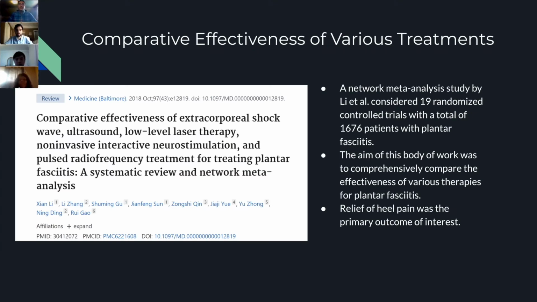So our group spent time looking at a meta-analysis study where 19 randomized controlled trials were considered with a total of 1,676 patients, all of whom had plantar fasciitis. The aim of this body of work was to effectively compare the effectiveness of each of these various treatment options. Relief of heel pain was the primary outcome of interest.